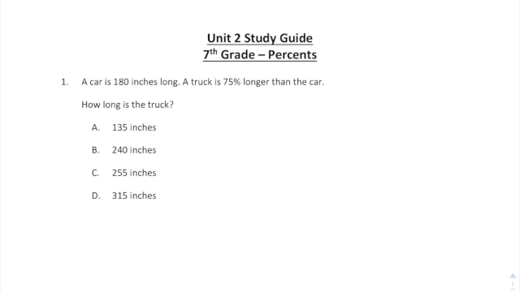All right, 7th graders, let's go over our study guide. So, number 1 says a car is 180 inches long. A truck is 75% longer than that car.